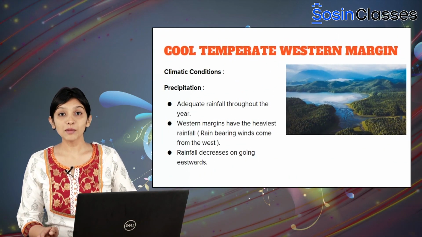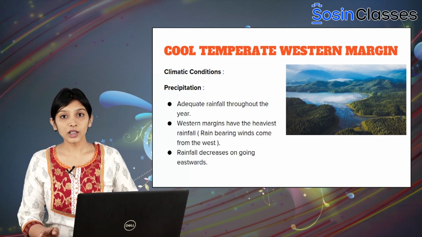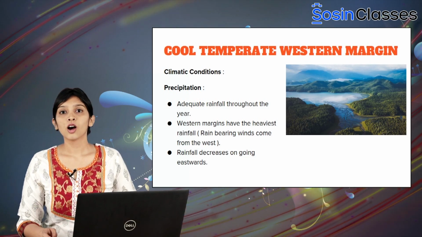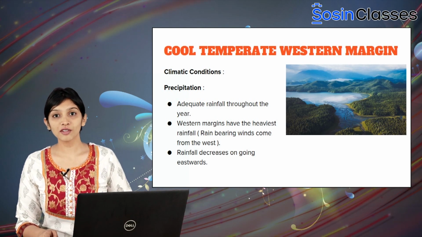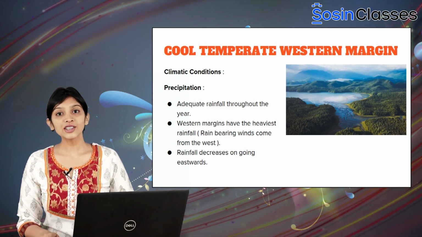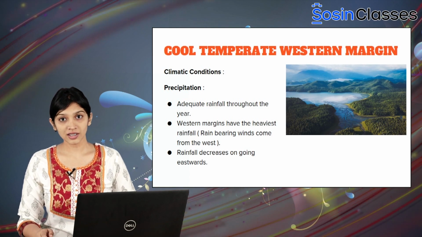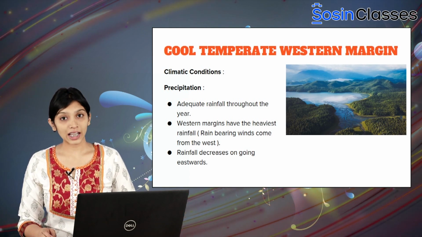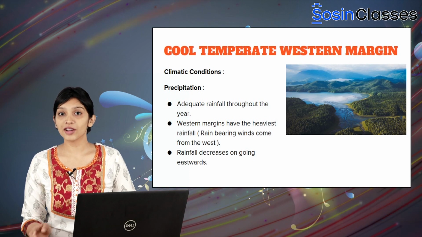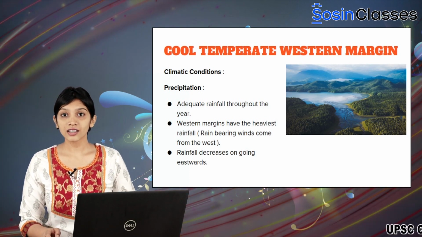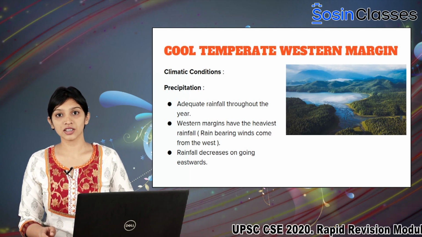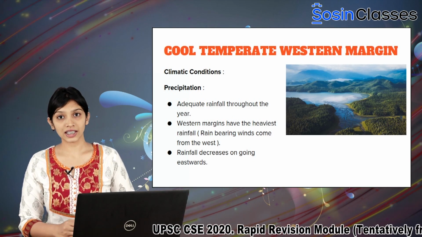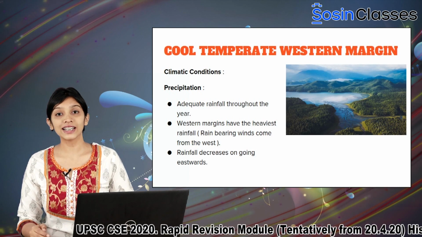Let us now look at the precipitation. There is adequate rainfall throughout the year. We have already seen that this region comes under the influence of westerlies. Westerlies flow from west to east. In other words, the rain-bearing winds come from west to east. As a result, the heaviest amount of rainfall is received at the western margins. As one goes towards the east, the amount of rainfall decreases.